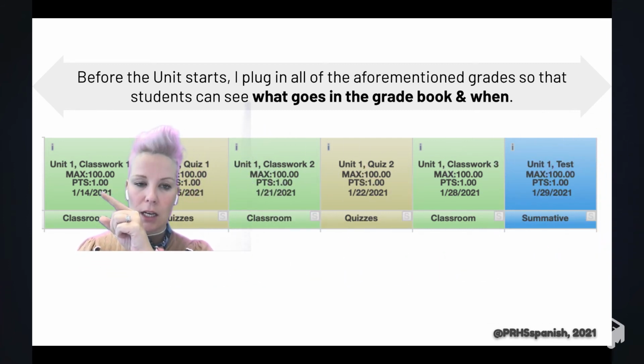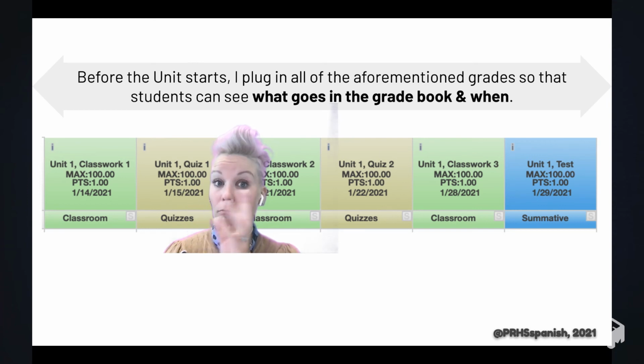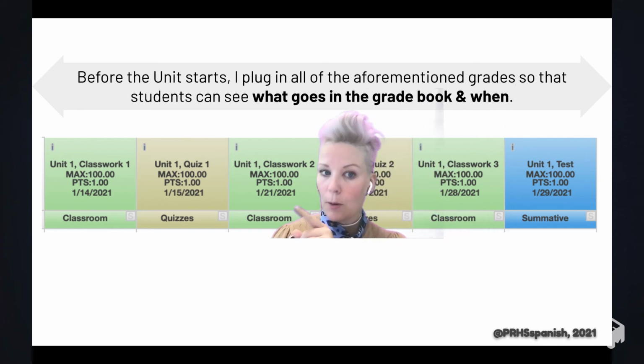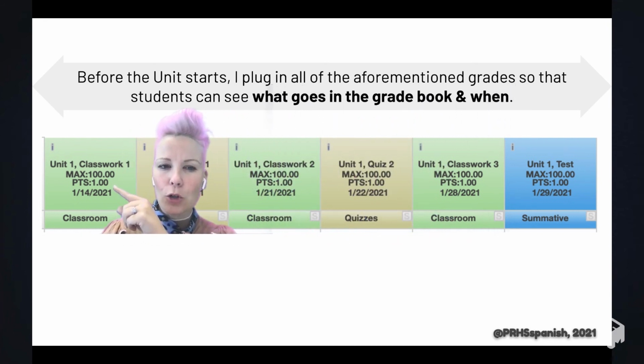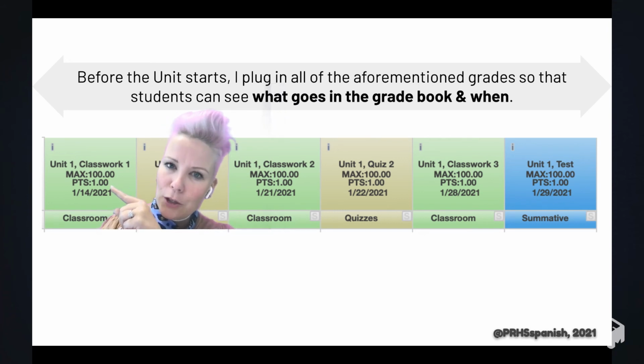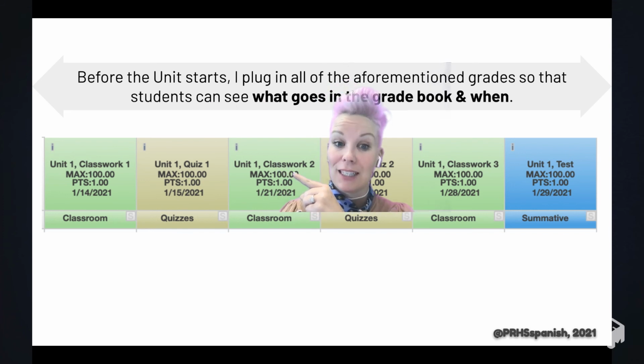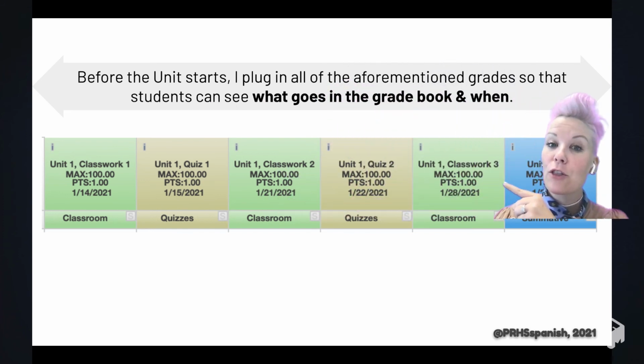So this went in, and then the next day we took the quiz. This is last year. Then the second classwork grade went in the second week of the unit, and then we took the second quiz. So you can see here, it's about 2 grades per week: 1 classwork and then 1 quiz or test. So this is the first week of the unit, this is the second week of the unit, and this is the third week of the unit.